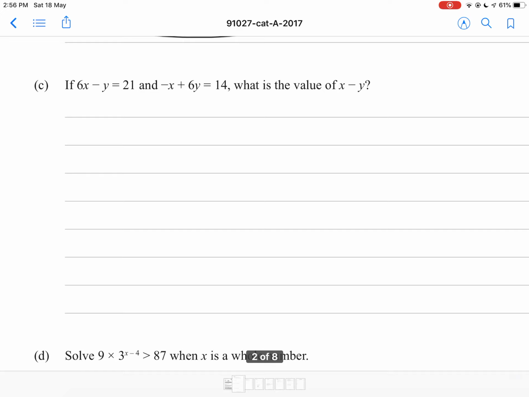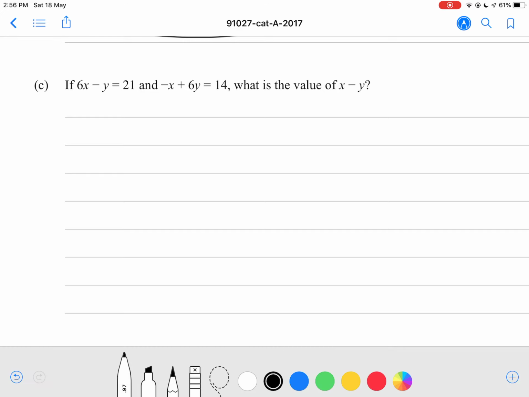Okay, so let's say I want to get rid of x, okay? So we have positive 6x in one equation, equals 21, and then we have -x in the other equation, plus 6y equals 14. Okay, so we want to get rid of this 6x. So how are we going to get rid of this 6x using this equation? So for example, if I say 6x plus -x, then that becomes 5x. And if I say 5x plus -x, that becomes 4x. And if you just say 4x plus -x, that's 3x, etc.